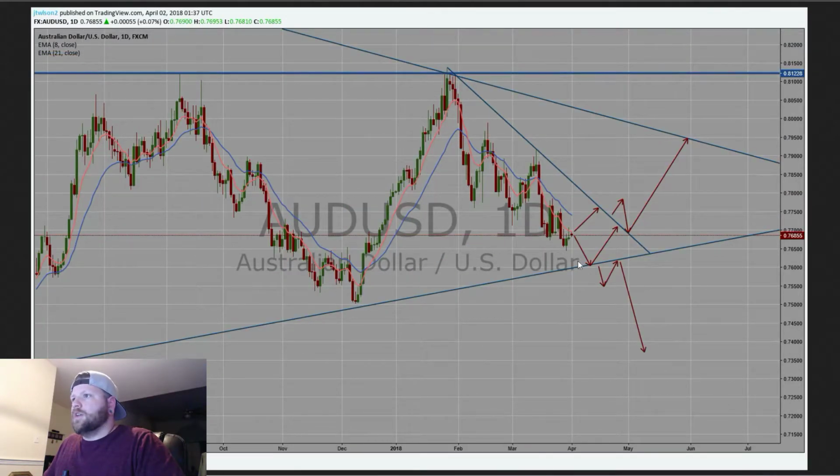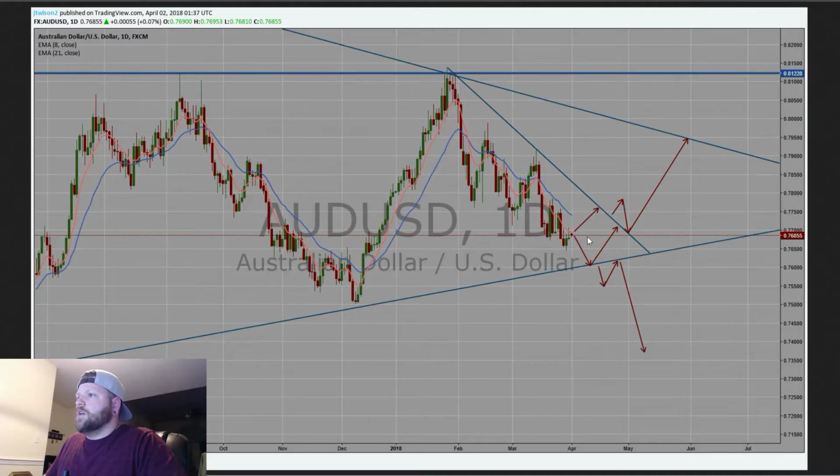Looking at the daily time frame, I added a trend line here. We can see the two EMAs are pretty well spread. Well, I guess Friday's candlestick did retest the EMA, so we could see some more bearish movement to the downside. I was just kind of waiting and seeing with this. Like I said, I'm kind of expecting to see a retest of this trend line.